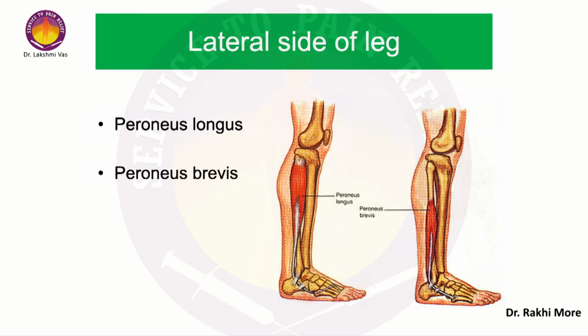Now the only two muscles in the lateral compartment are the peroneus longus and the peroneus brevis. If we see the lateral surface of the fibula, the attachment given in the books is quite complicated, but to remember, you just have to remember the longus takes origin from the upper part and the brevis takes origin from the lower part. Both these tendons will go behind the lateral malleolus.